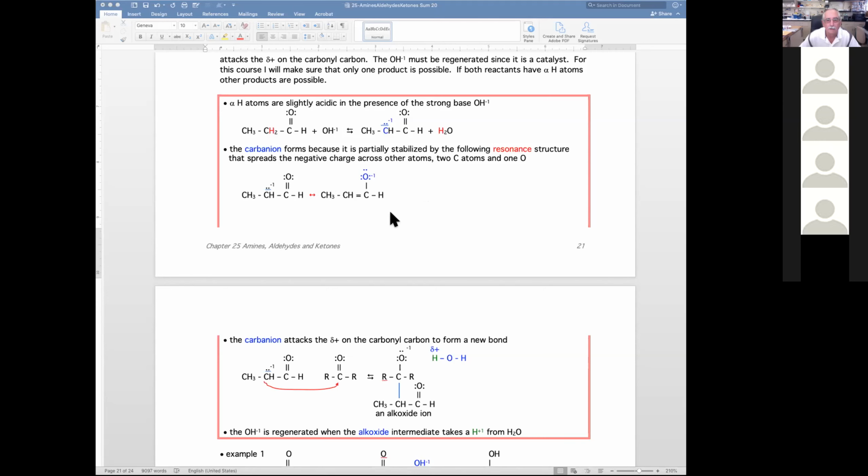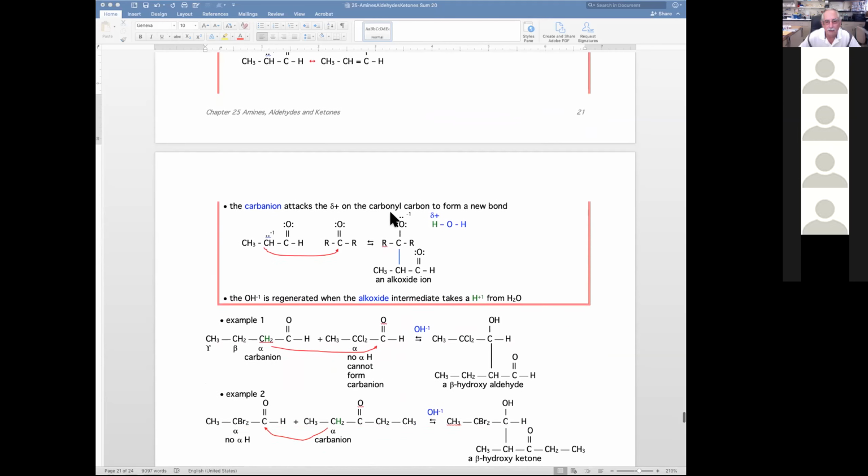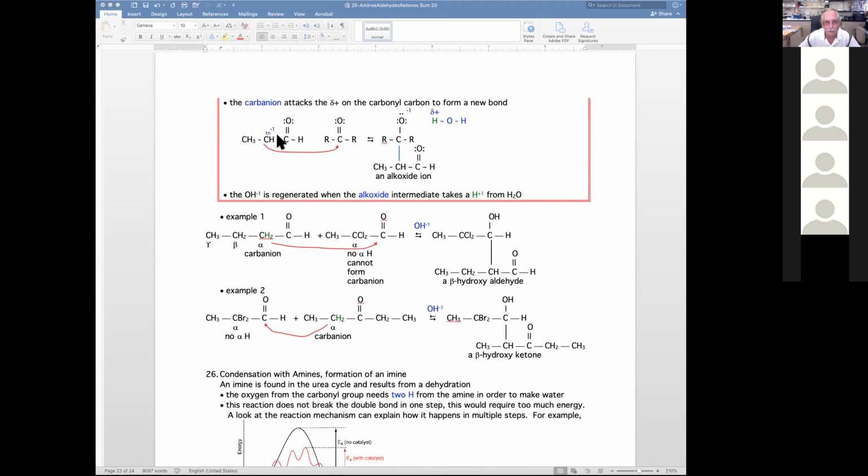So what does the carbanion do? It's going to attack something that is partial positive, right? Not of itself, but on the other molecule. So here's the other molecule. There's the partial positive right there. So it is going to attack it. It's going to make a new bond. Maybe this new bond should be red. I don't know.